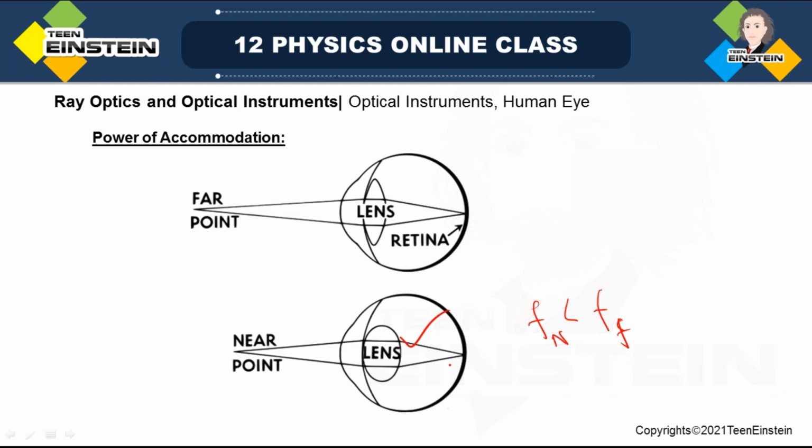So this is called power of accommodation. That means the human eye can change the focal length according to the requirement. So that is what is called power of accommodation.